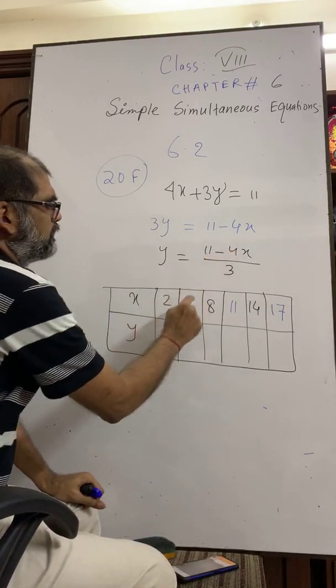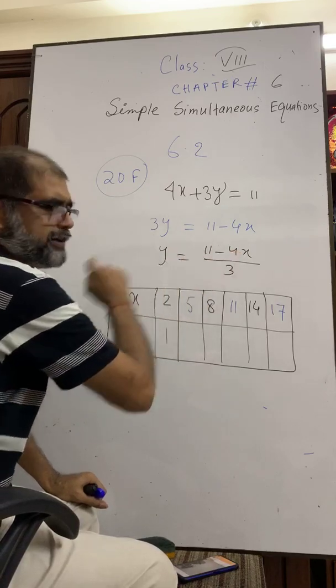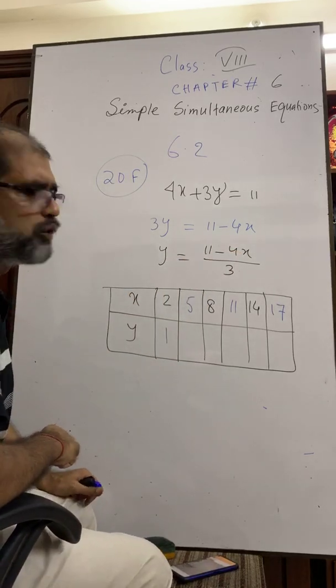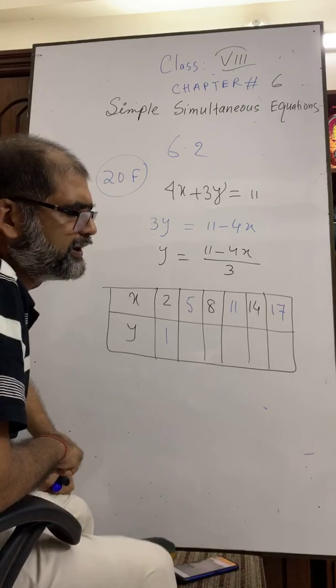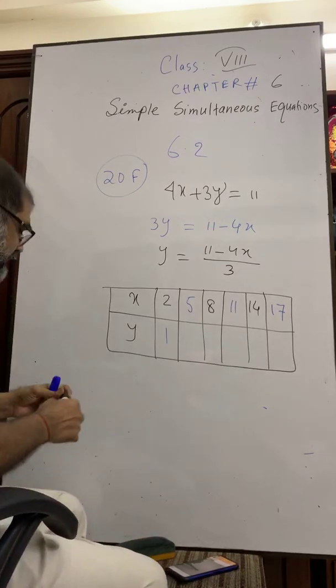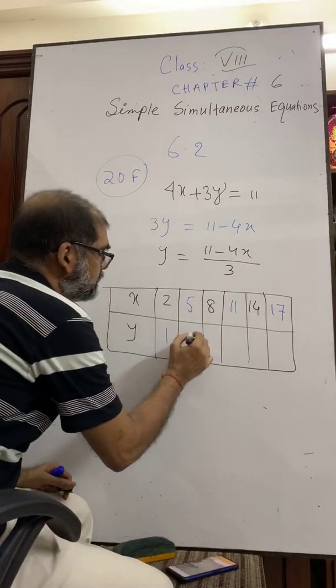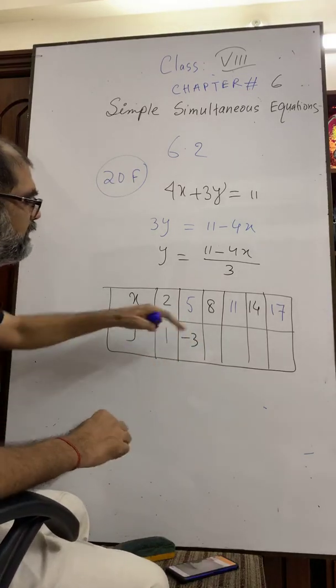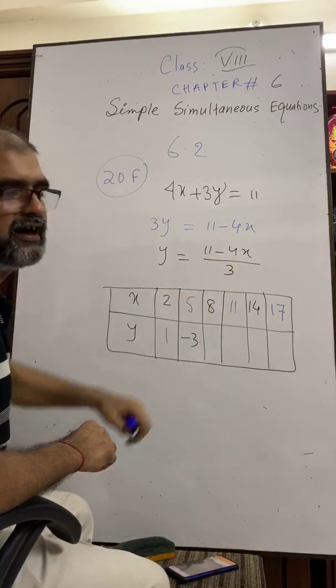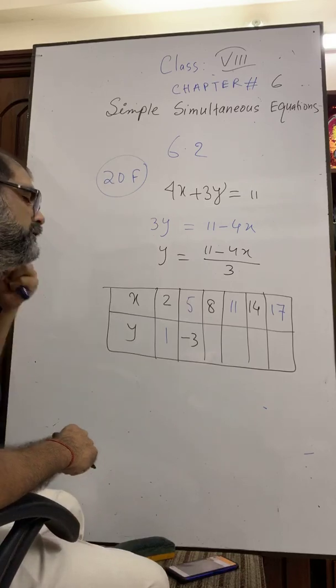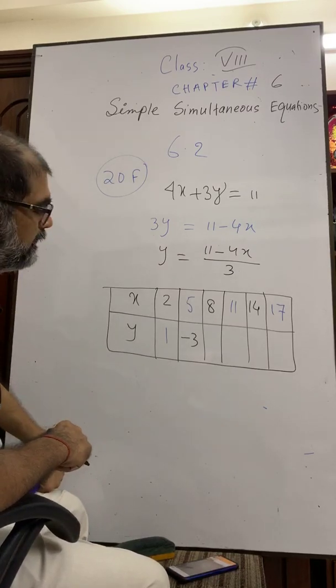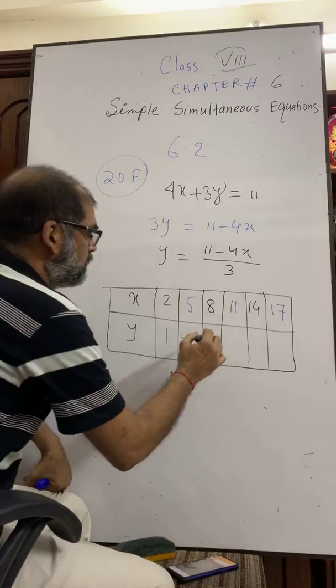If it is 5, then 4 times 5 is 20. 11 minus 20 equals what? 11 minus 20 equals minus 9. So it is minus 3. If it is 8, 4 times 8 is 32. 11 minus 32 equals minus 21. Minus 21 means what? Minus 7.